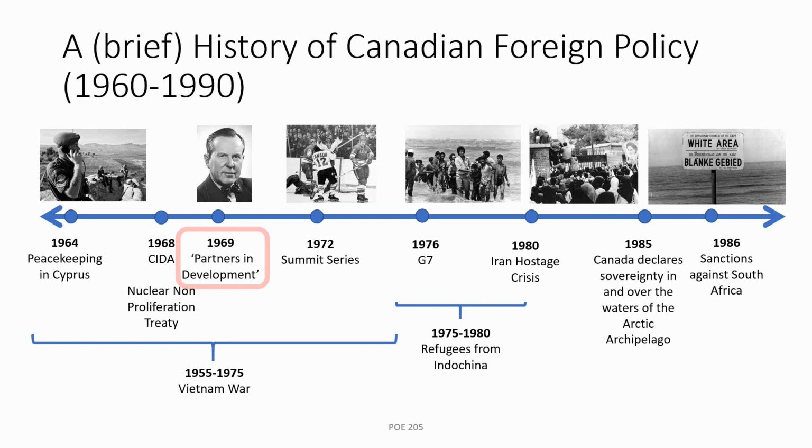And so our buddy Pearson, who we learned about regarding the Suez Crisis, establishes a commission on international development that publishes the report Partners in Development. And it's really encouraging countries to devote 1% of their gross national product to foreign aid. And so the idea being that Canada is going to be this leader in producing foreign aid. Canada's own target is about 0.7% of GNP.